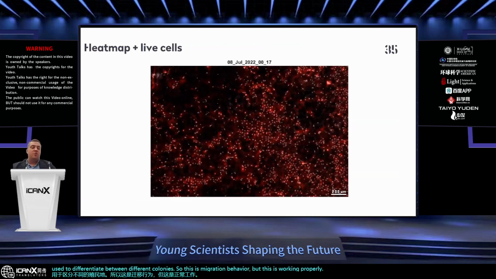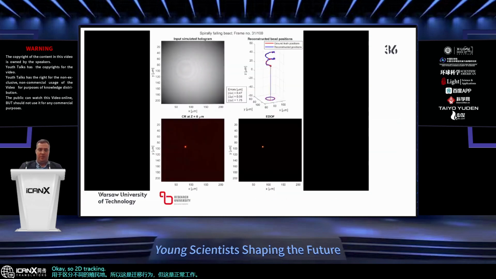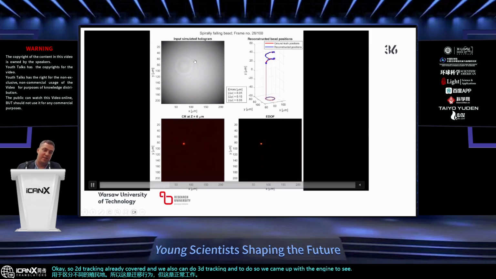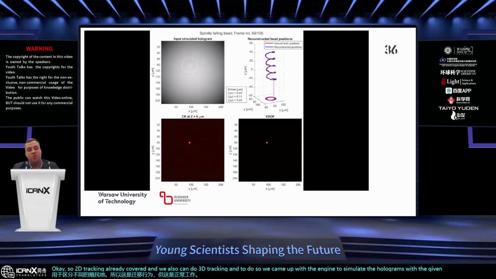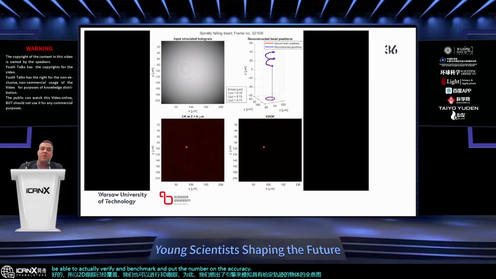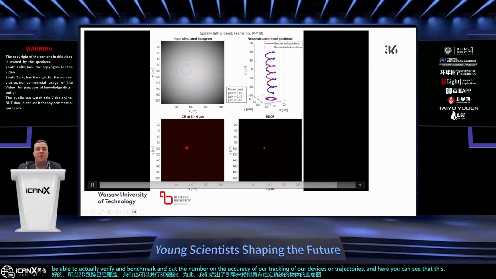Okay, so 2D tracking I already covered, and we can also do 3D tracking. To do so, we came up with an engine to simulate the holograms with given trajectories of objects, to be able to verify and benchmark and put a number on the accuracy of our tracking. Here you can see that this bead is going in a spiral, and we are tracking it, and the errors are quite small.